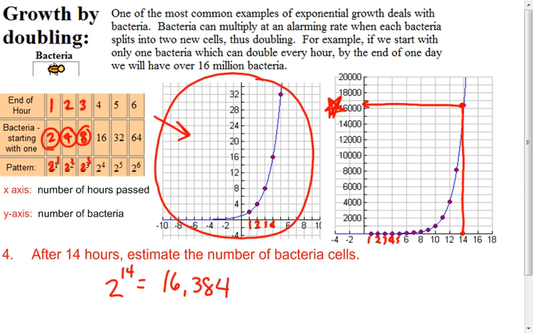And if I were to estimate that myself just by looking at the graph, I probably would have said 16,500, which of course is close to the 16,384. So if you use the graph, you might get 16,500. If you use it algebraically, you can do the 2 to the 14th and get 16,384. Either one of those is okay because I am asking you to estimate. Okay, so as long as you're close or within reason, that is going to work.